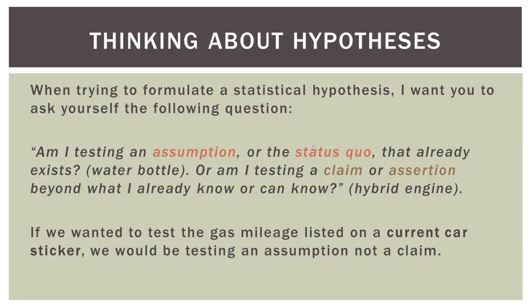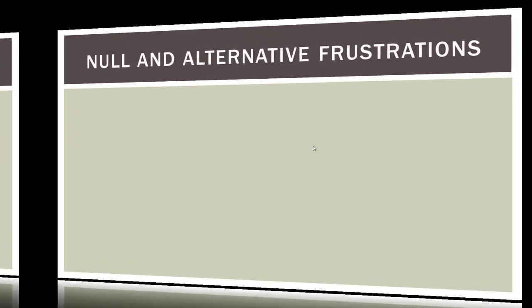Now, in the engine we were using before, we don't know. We were just testing whether or not it's greater than 30 miles per gallon. Two different things. So think about that in your mind. Am I testing an assumption, the status quo that already exists, or am I testing an unknown claim or assertion that's sort of beyond what I can know?